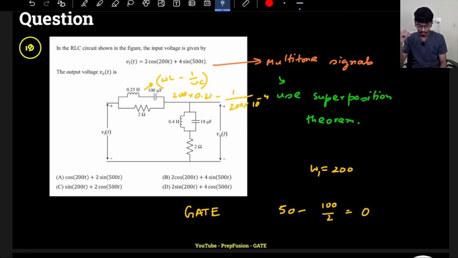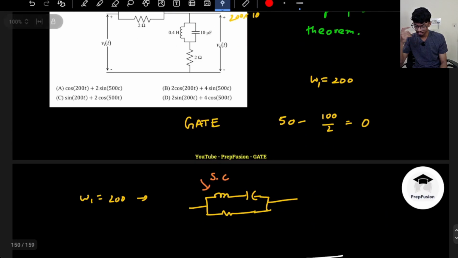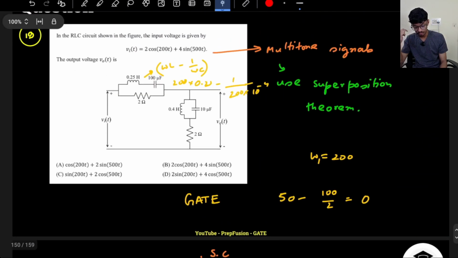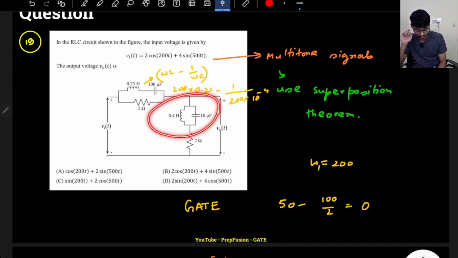Now let's go into the next one. For 500 radian per second, what will happen? Of course, resonance cannot happen here. You can verify, you will see that omega L and the capacitive term are not cancelling. But let's check this one and see what is happening.